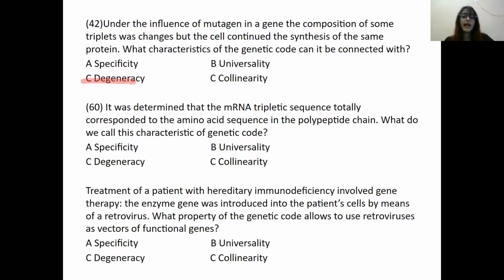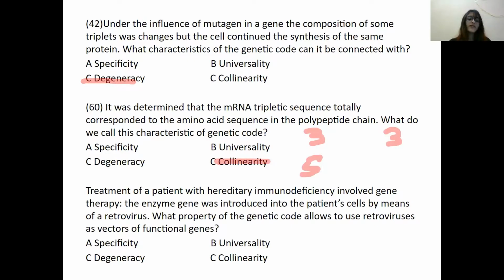Next question. It was determined that the mRNA triplet sequence totally corresponds to the amino acid sequence in the polypeptide chain. What do we call this property of the genetic code? Collinearity. If there are 3 codons, 3 amino acids will be there. If there are 5 codons, 5 amino acids will be formed in the polypeptide chain, because they are continuous. One codon after another codon, then another codon. There is nothing in between. So this property is collinearity.